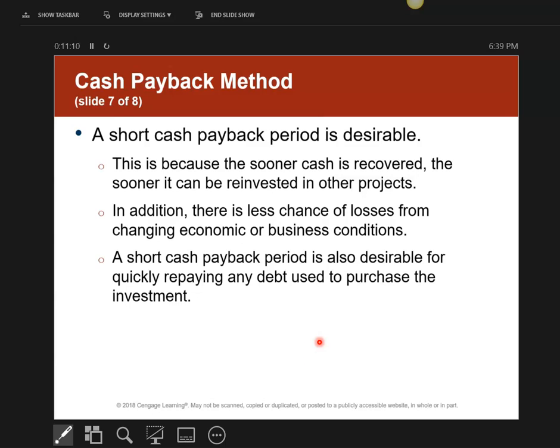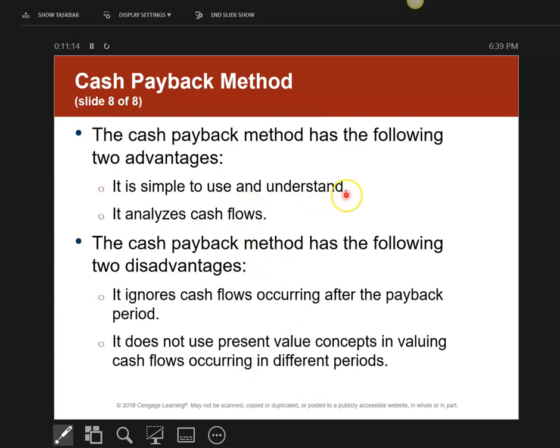Let's talk about the advantages and disadvantages here. The advantage is it's simple to use and you understand it. I'm hoping you did. It looks at my cash flows, and that's important. How much cash will I be getting in each year? Here's the big disadvantage. It doesn't look at any money you have coming in after the payback period. So in that previous example, when I hit 4 years, it didn't continue to count the money that would still be coming in.